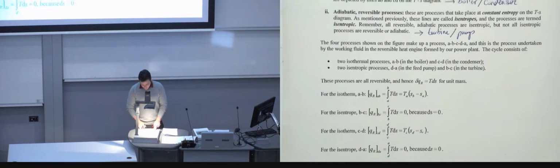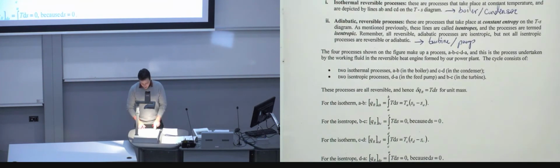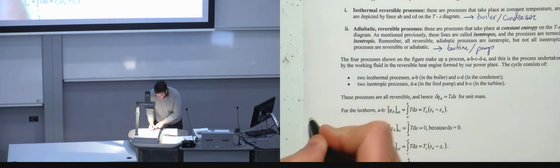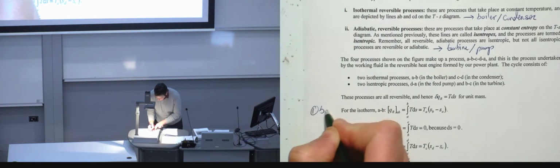Now, if I want to start thinking about the heat now, so delta Q, for all these four lines, let's start looking at them one by one. Starting from the boiler, this is the boiler.